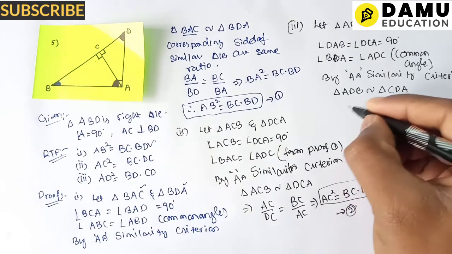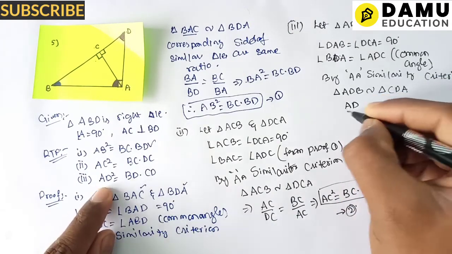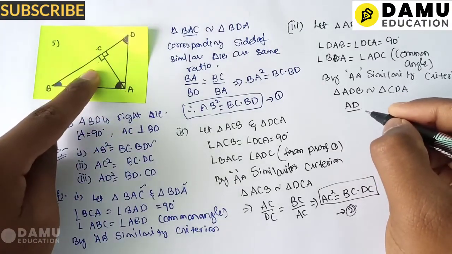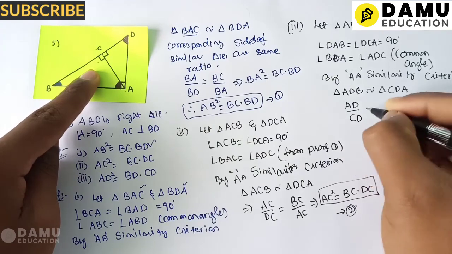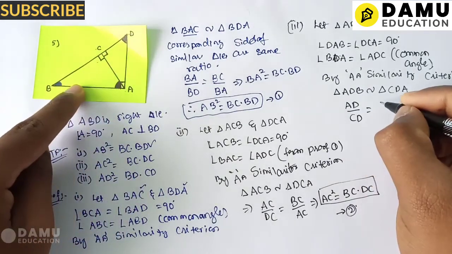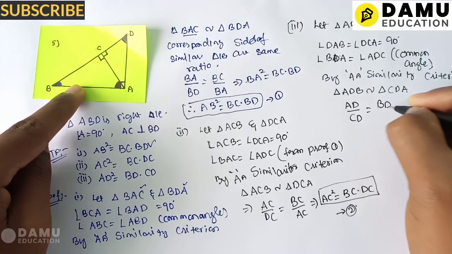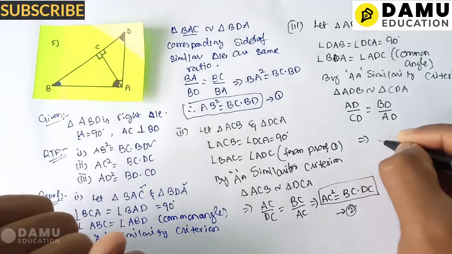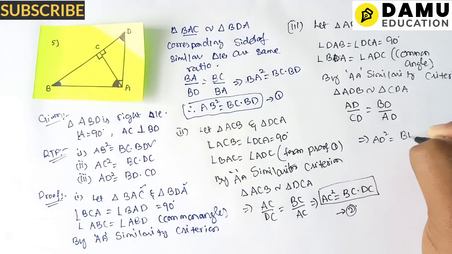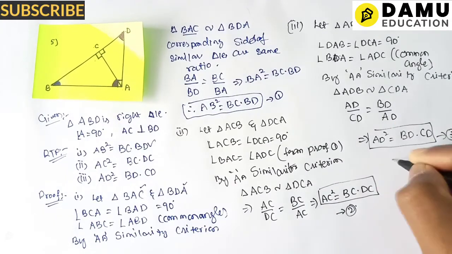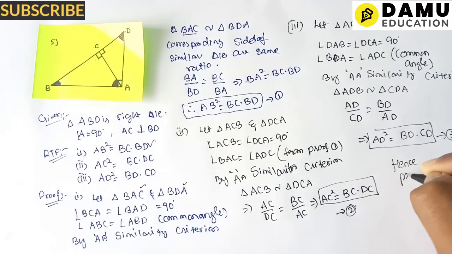So AD by, in this triangle AD is the height, and in the other triangle CD. And we need BD, the hypotenuse, so BD by the hypotenuse AD. From that, AD square will be equal to BD into CD. Hence it is proved. That is the third one. Hence proved.